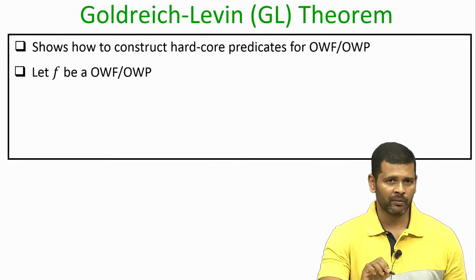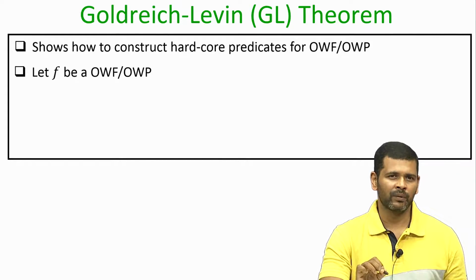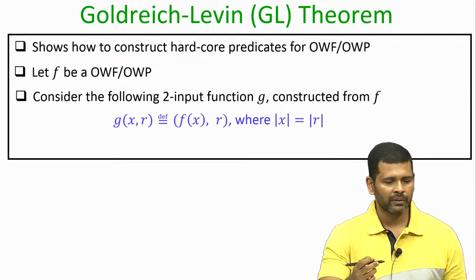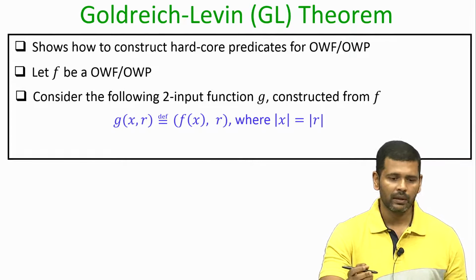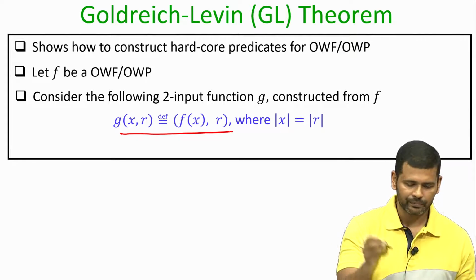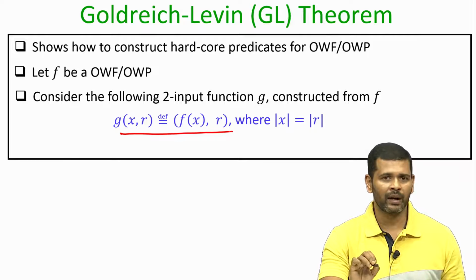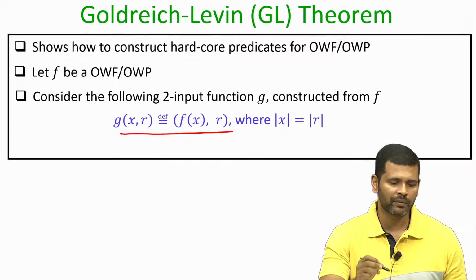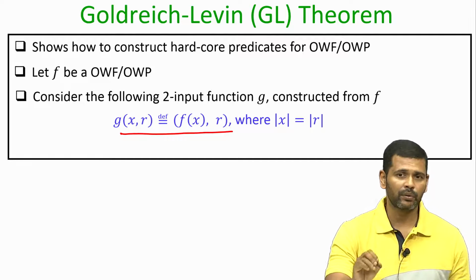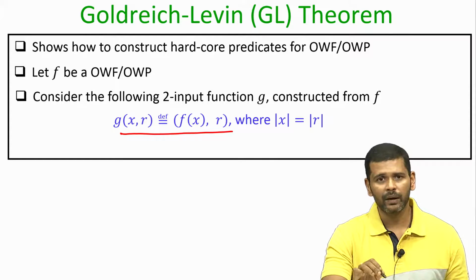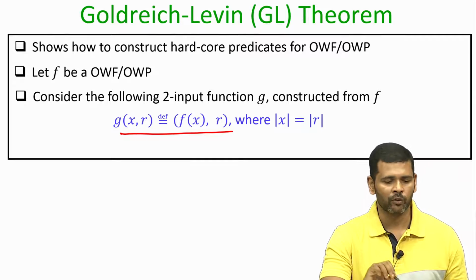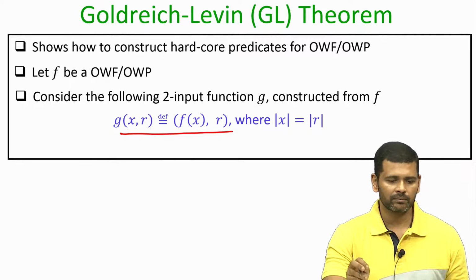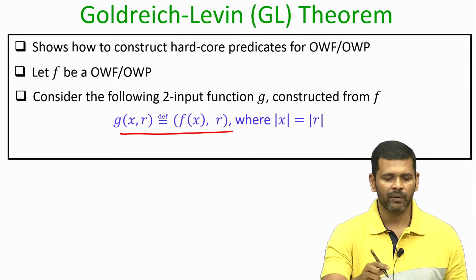So, the theorem statement is as follows. Imagine you are given a candidate one way function, say f, or a candidate one way permutation. Now, using this candidate function f, we construct a two input function g. It takes the input x comma r, and the output of g is defined as follows: we evaluate the function f on the first part of the input, and that constitutes the first part of the output of g, and the second part of the input of g is copied as it is to the output of g. Here the sizes of the two inputs of g, namely x and r, are of the same order. So, that is the way we define our function g.